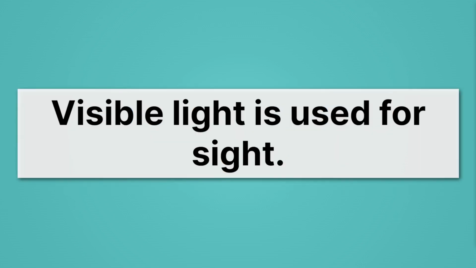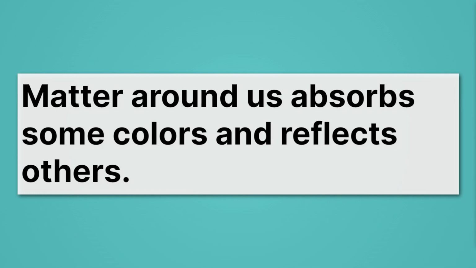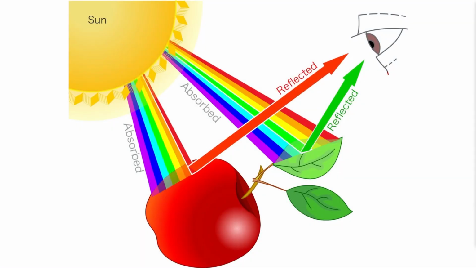Obviously, visible light is used for sight. Why is that? Well, matter around us absorbs some colors and reflects others, and that makes it really useful for distinguishing everything around us. For example, the white light of the sun contains the whole rainbow, as we know, and when that light strikes something like, say, a red apple, the red apple absorbs most of the light except for red, whereas the green leaves absorb most of the light except for green.